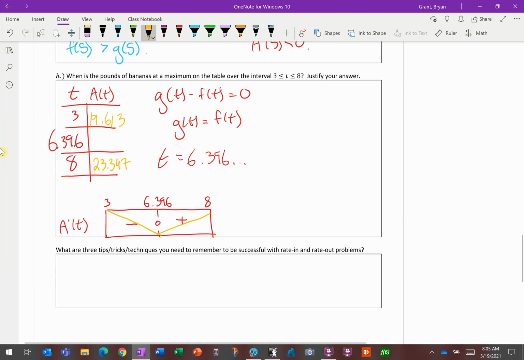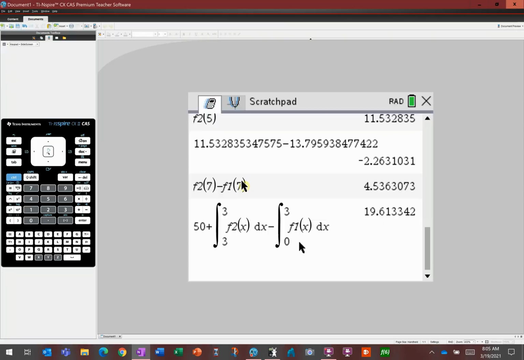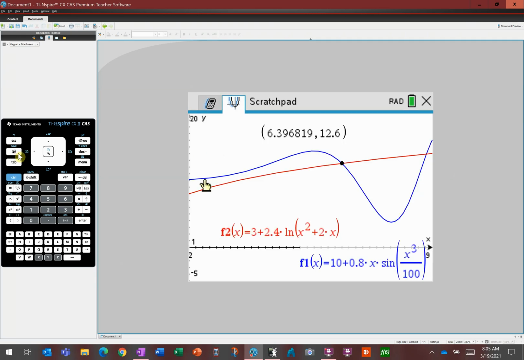Okay. And then let's also find 6.396 just for fun. And a nice friendly reminder, if I want to use this 6.396, I really want to use the most accurate decimal as possible. So I'm going to store this really quickly. And the way we store is you hover your mouse over.